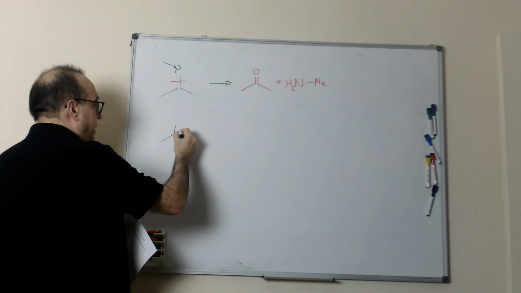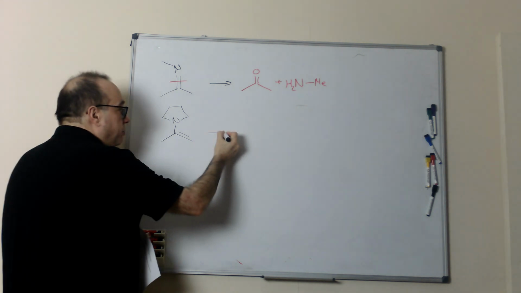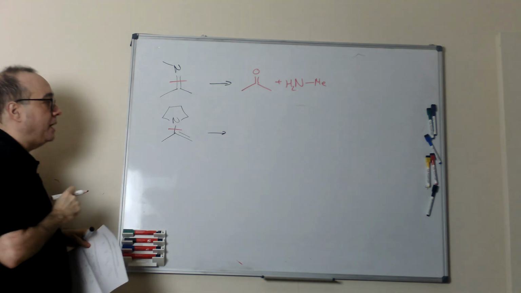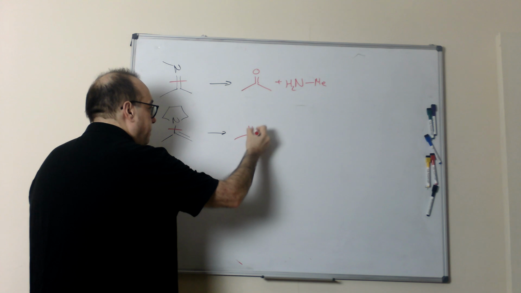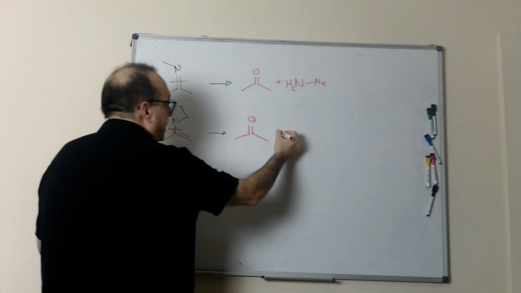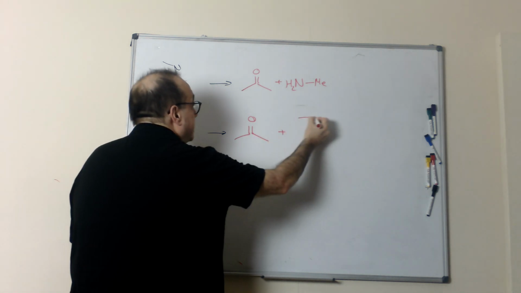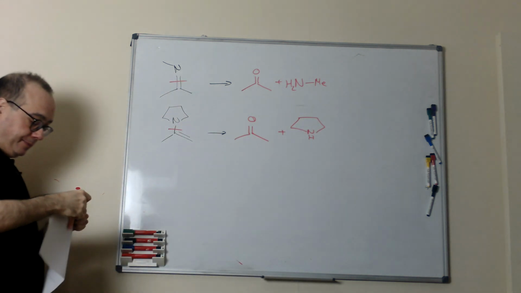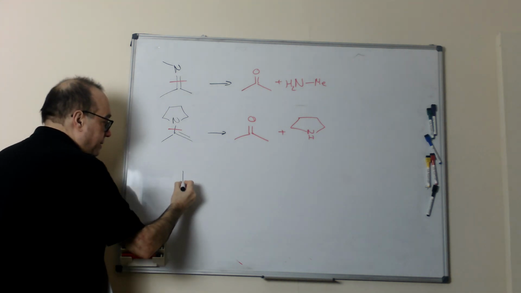In the second case, we have an enamine. And we do exactly the same. We cut this part. Here we will put the carbon group. That means that it will be this. And in this case, because it's an enamine, it will be the secondary amine. Next case.